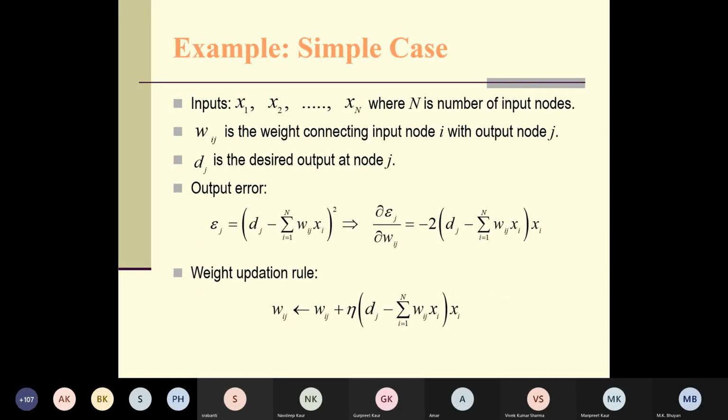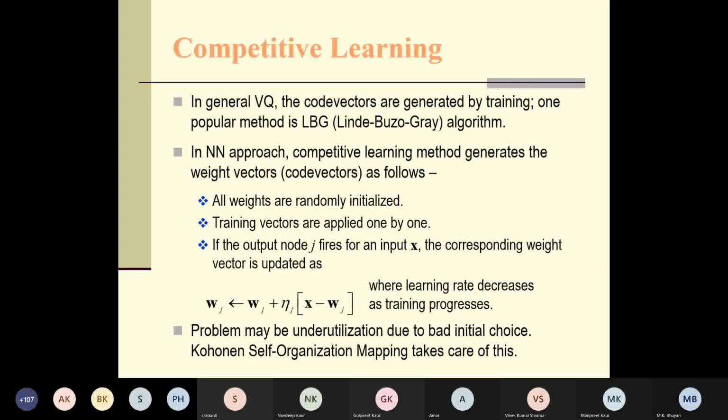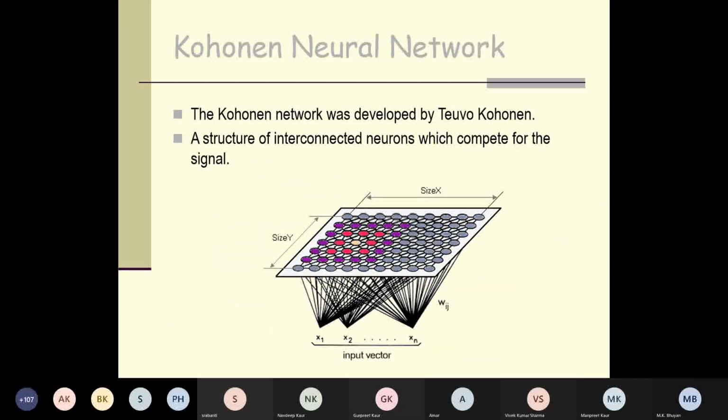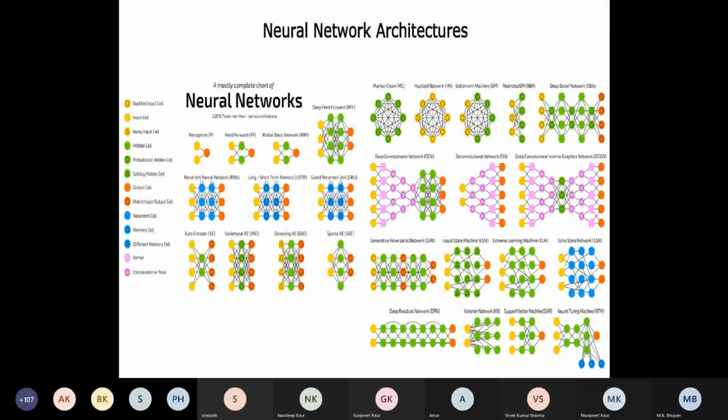There are many types of artificial neural networks you can see. There are many neural networks, like the perceptron feed-forward networks and the radial basis functions. All these things you can read from the books. There are many types of neural network architectures.